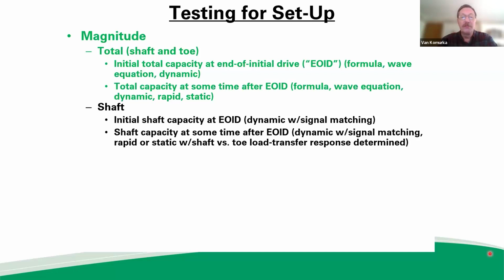A better way to do it is to break out how much the shaft set up. And that's really where the setup occurs. Some setup occurs at the toe, but it's generally so small, a small contribution to the overall pile capacity, it's not worth characterizing. So we generally ignore toe setup, although it's often there, but small. So you can break out just the setup on the shaft by looking at some initial shaft capacity. And in order to do that, you really need to do dynamic monitoring with some kind of signal matching. That's the only way you can separate shaft from toe during initial drive.